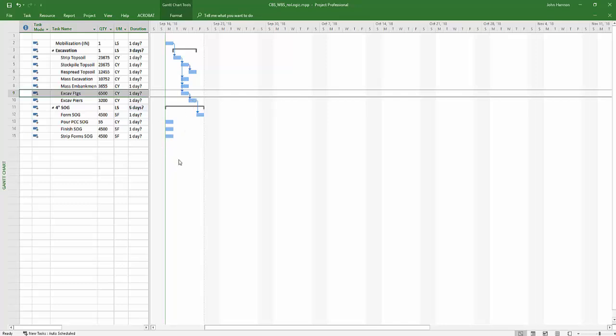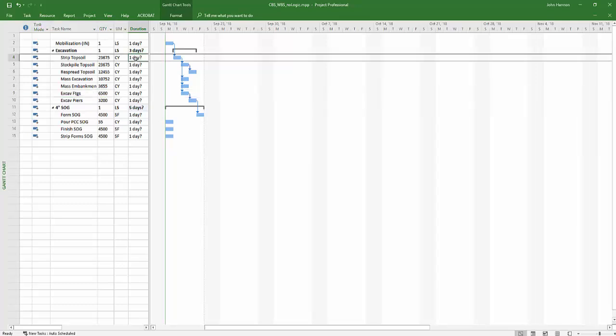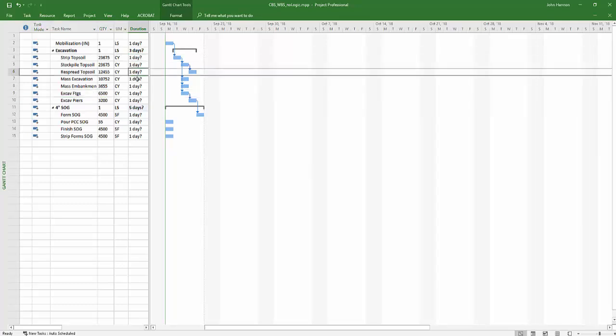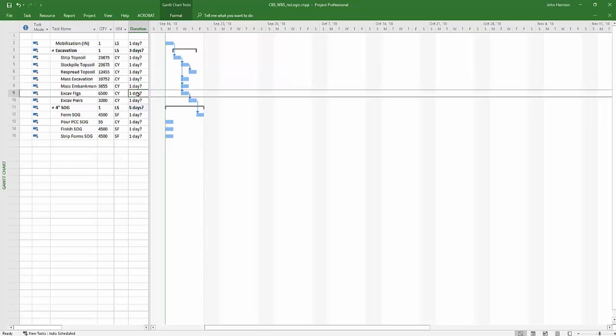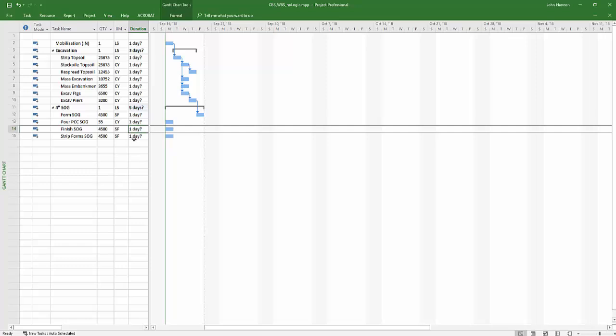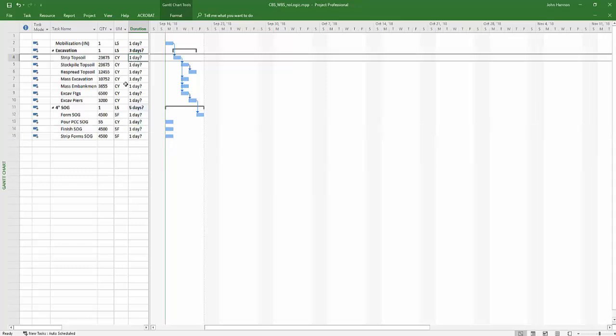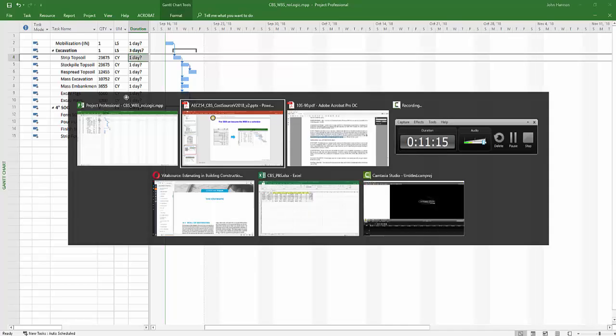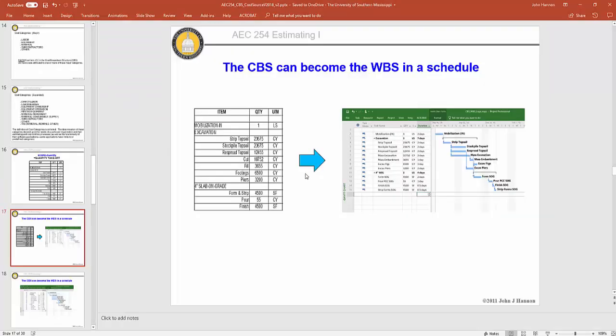So I don't want to get too far into that, but hopefully you get the idea. Now, when I cut and pasted this CBS into this thing, it defaulted everything at 1 day. So we may come back to that. I've got a quantity here, but how do we figure out the duration of these activities if we wanted to schedule? All right.